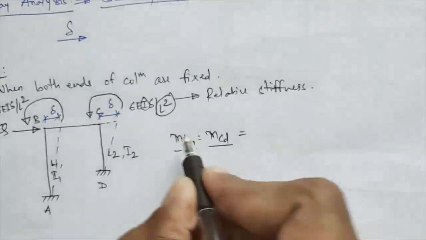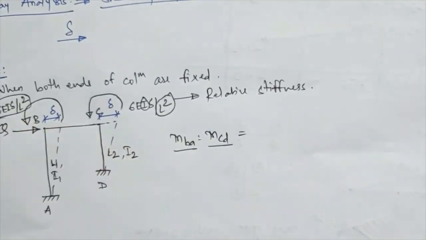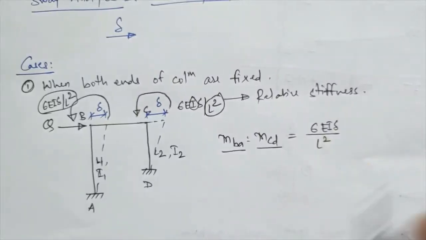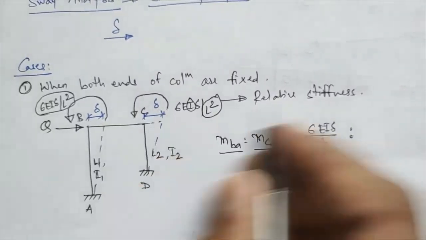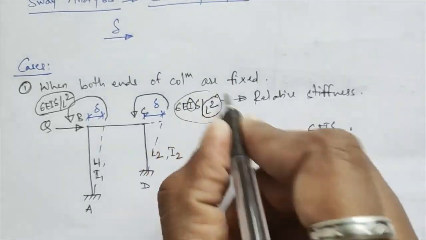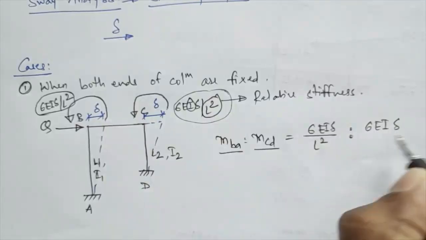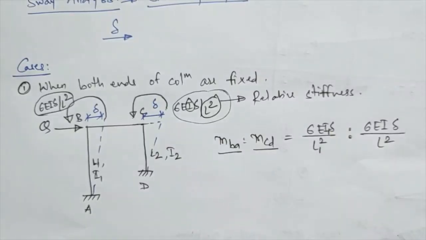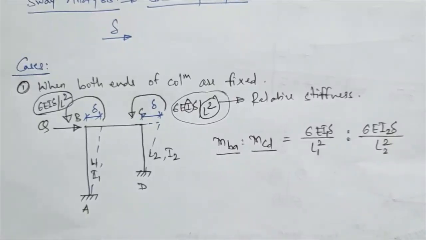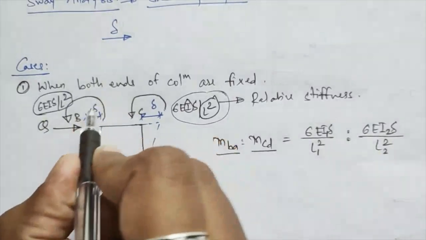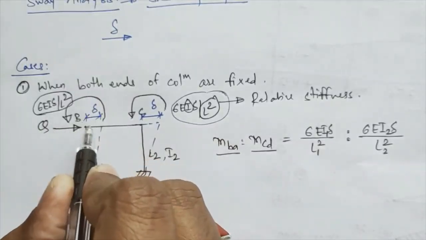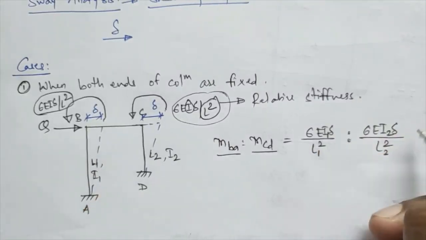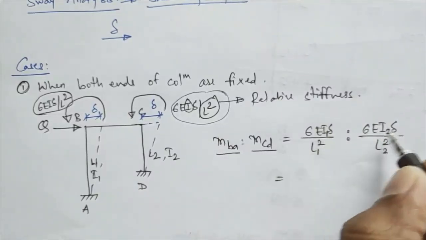So I'll substitute the values. MBA equals 6EI delta upon L square, and for MCD again the value is 6EI delta upon L square. But here you have I1 and L1, and here you have I2 and L2. Suppose I assume that, due to this lateral load, the delta occurring at point B and point C are the same. That is why, if I take this ratio, the 6E delta will get cancelled.